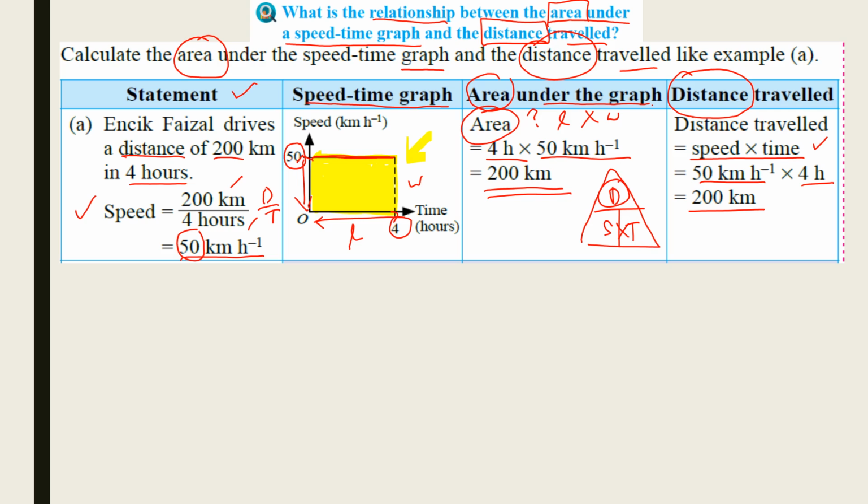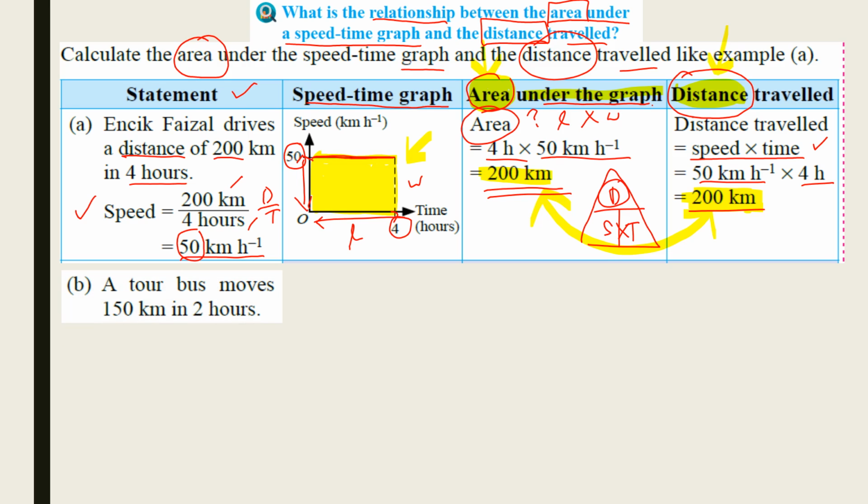Okay, now you see we find the area under the graph, we get 200 kilometer, and then we find the distance using the formula. We get 200 kilometer also. So is it a coincidence, or is there a relationship between the area and the distance? Okay, we cannot make a conclusion now. We look at another example.